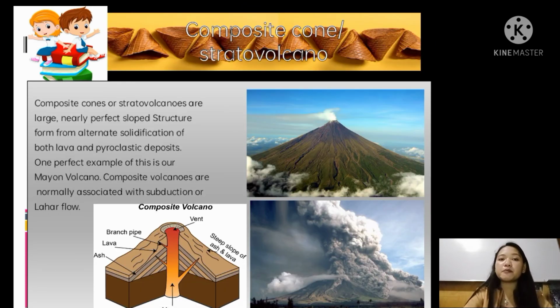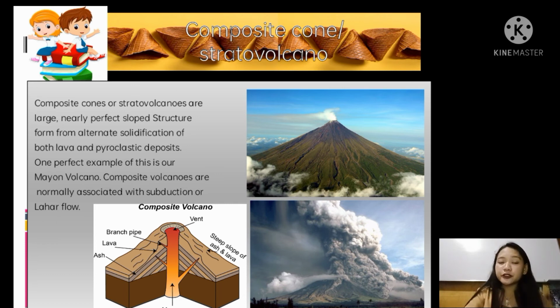So next we have the composite cone or the stratovolcano. Kindly read the description, Ms. Soria. Thank you. Composite volcanoes are characterized by an almost perfect cone-shaped structure and are typically tall. A very perfect example is our Mayon volcano. If shield volcano has lava flow, composite volcanoes have pyroclastic flow or the ashes. These ashes can travel for about 10 to 15 kilometers, but sometimes up to 100 kilometers.